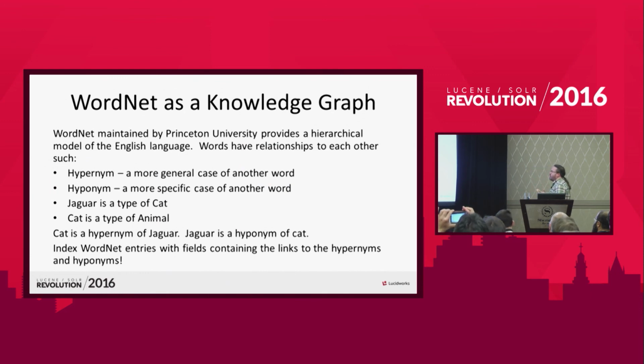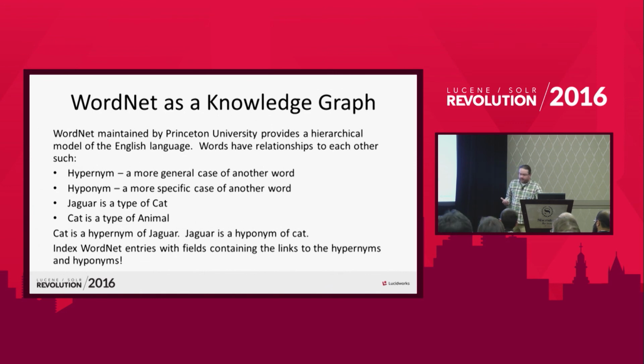But there's also some more interesting things that you can do, right? When you think about, there's an open project called WordNet by Princeton University. Basically what they have is a hierarchical modeling of all the words in the English language. And they have these concepts of a hypernym and a hyponym, basically saying that a jaguar, for example, is a type of a cat, right? So in that case, a jaguar is a hyponym, or it's a more specific type of cat. So you can say, a cat is a type of animal. And you have this sort of hierarchical model.